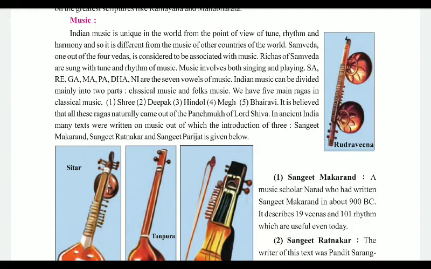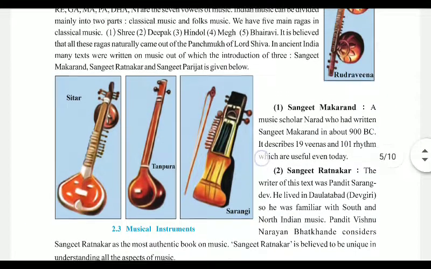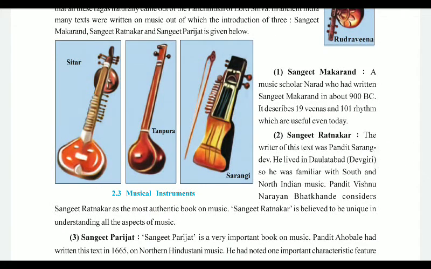In ancient India, many texts were written on music, out of which an introduction to Sangeet Makarand, Sangeet Ratnakar, and Sangeet Parijat is given below. So Sangeet Makarand: the musical scholar Narad, who had written Sangeet Makarand in about 900 BC, describes the 19 Veenas and 101 rhymes, which are very useful even today.